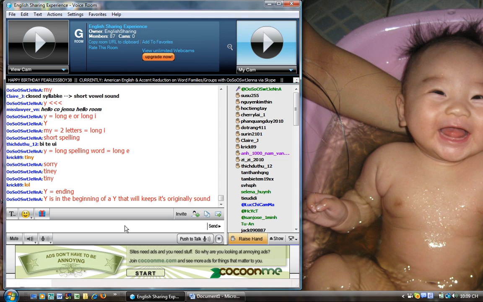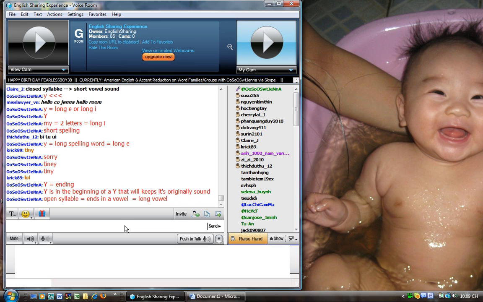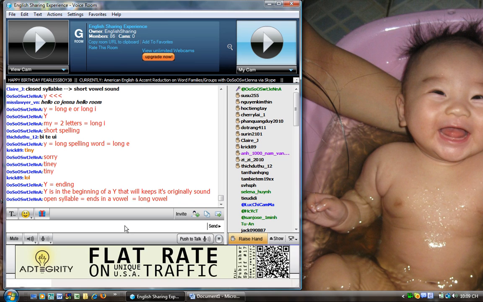Okay, so let's go back to our open syllable rules. An open syllable ends in a vowel. That means it is a long vowel sound. That is how you distinguish whether it is a long or short vowel sound.